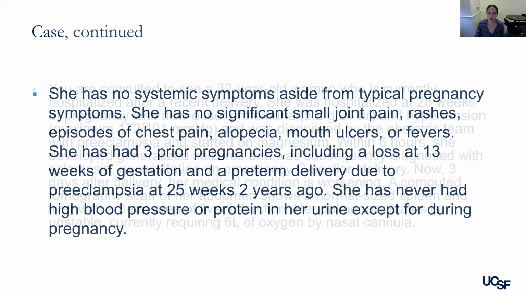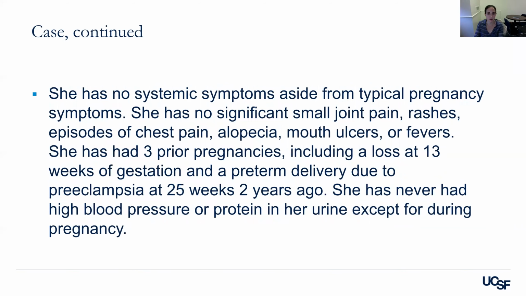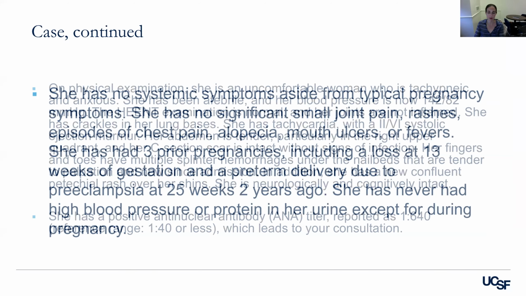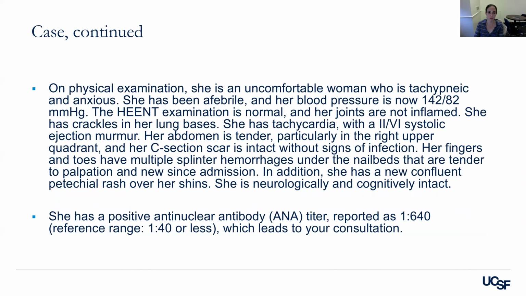She had had no other systemic symptoms aside from her typical pregnancy symptoms. Importantly, she'd had 3 prior pregnancies, including a loss at 13 weeks of gestation and a preterm delivery due to preeclampsia at 25 weeks a couple of years ago. She'd never had hypertension or proteinuria except for during pregnancy. And on exam, she was tachypneic. Her blood pressure was elevated at 142/82.